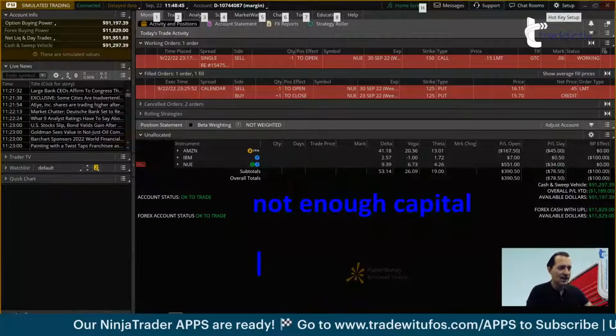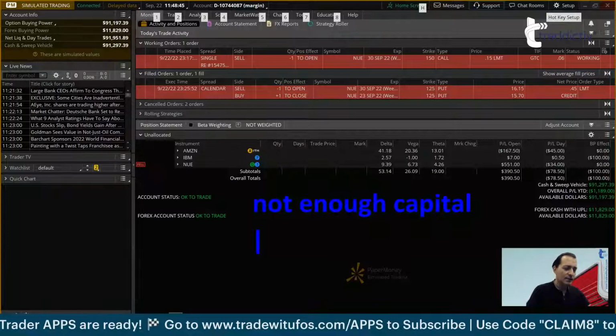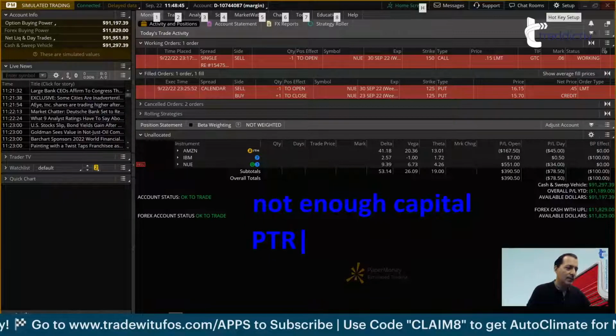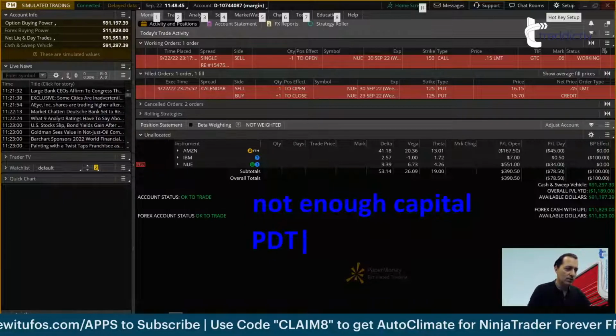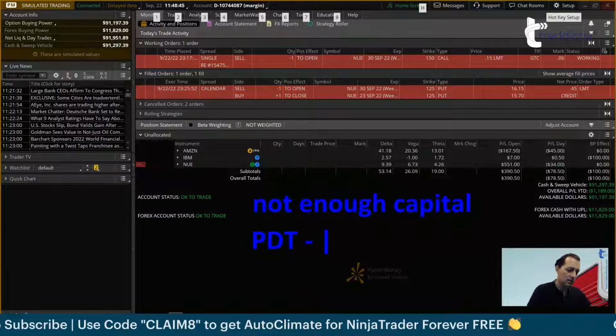Another case that often triggers that condition is the PDT rule. Okay, the PDT rule, the pattern day trading rule.